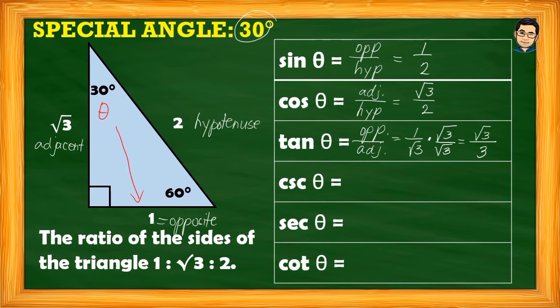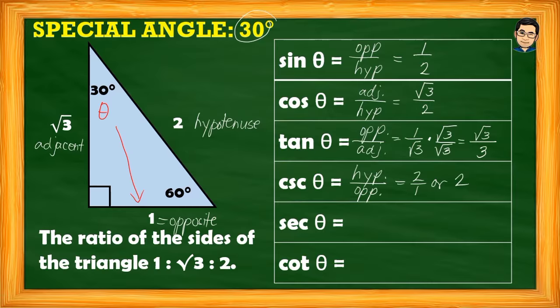Next, cosecant naman tayo. Ito po is ang reciprocal ng sine. So, magiging H over O, hypotenuse over opposite. So, 1/2 magiging 2 over 1, or 2. Ibig sabihin, cosecant 30 is 2.